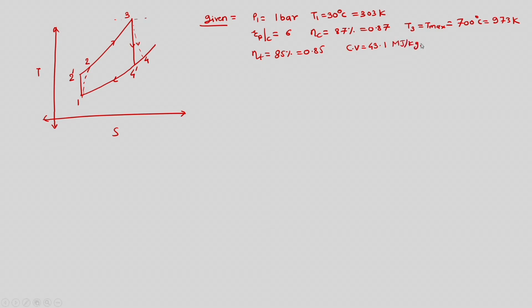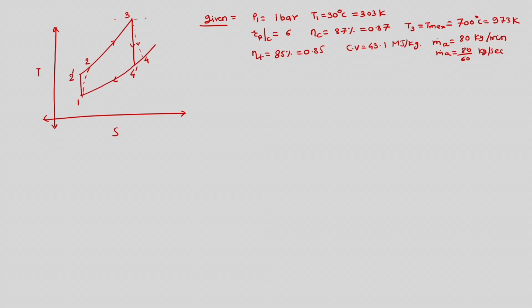Calorific value is the amount of heat liberated when 1 kg of fuel is burnt, and we are also told that the mass flow rate of air is equal to 80 kg per minute, so it is 80 divided by 60 kg per second. Knowing this, we can proceed and solve.